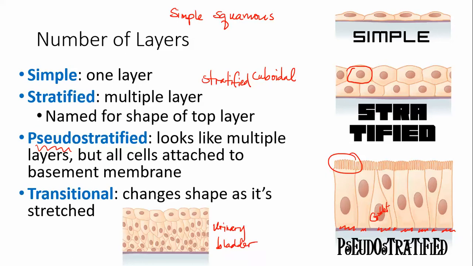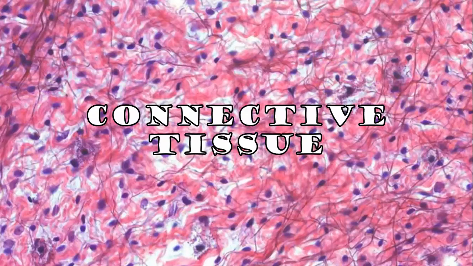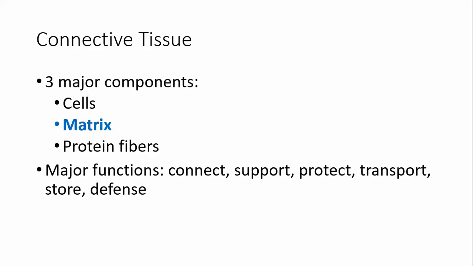So it can expand when the bladder expands, it can contract when the bladder contracts as well. So now let's move on to the giant, big, confusing connective tissue. Connective tissue isn't as easy to describe as all of the other tissues because the things that all connective tissues have in common are a little less obvious.